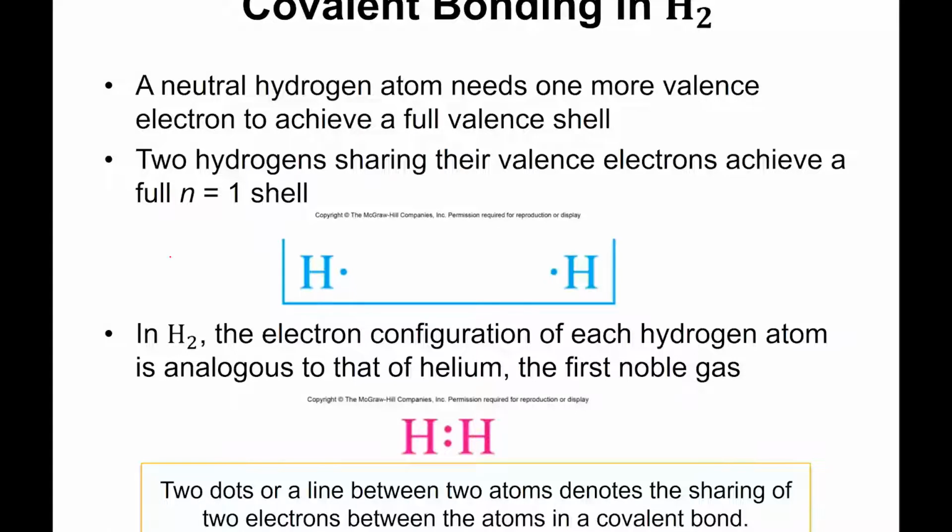So in H2, the electron configuration of each hydrogen atom looks like helium. You can think of each atom as having that filled shell, although it is shared as a bond. So they each donate one electron, they share those electrons. Sharing the two electrons equally gives them equally a full shell. The sharing of these electrons can also be drawn as a line.